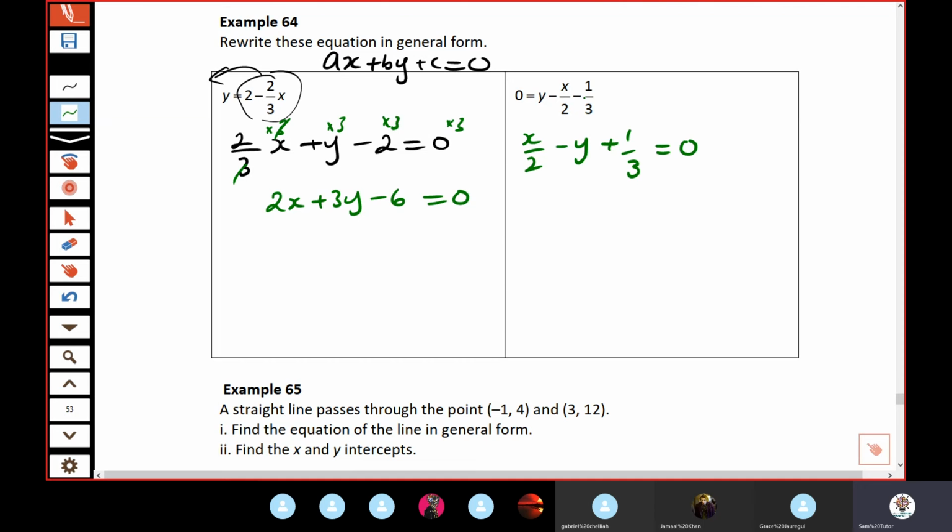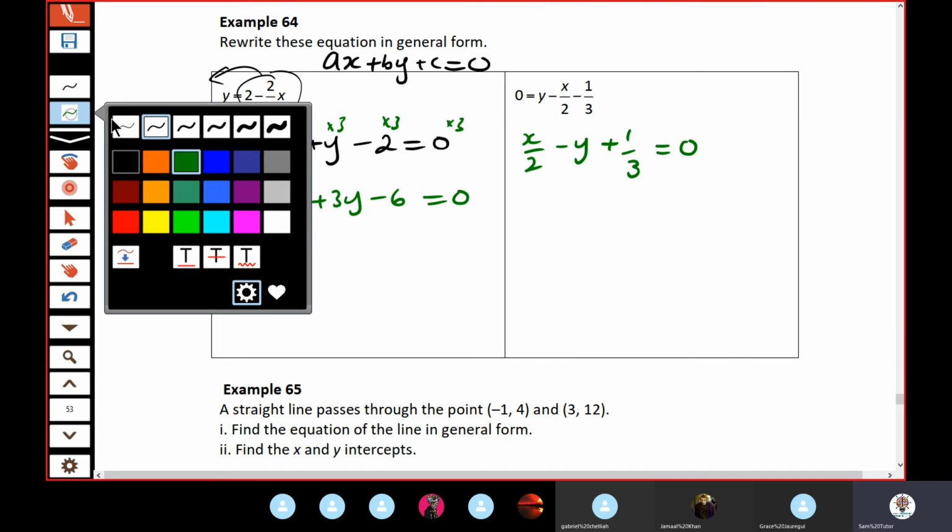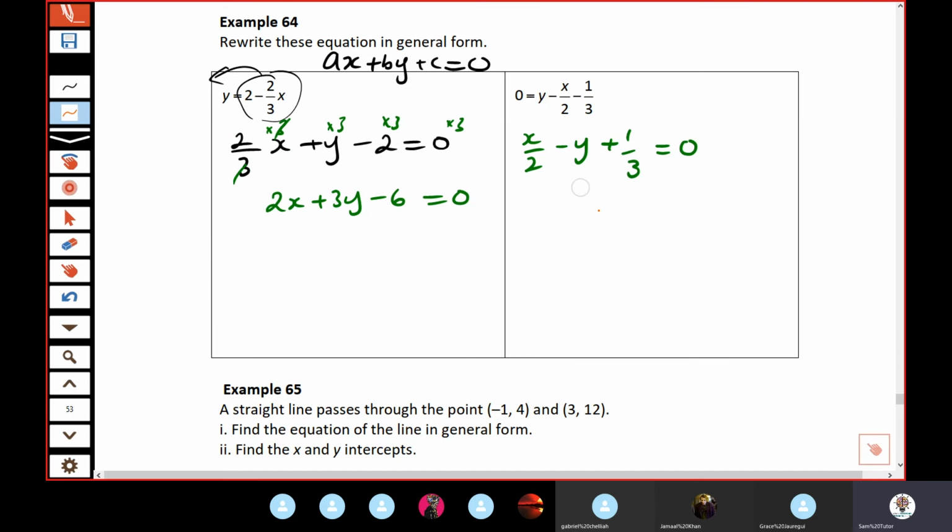All right, so everything's on one side. Tick. X is also positive now. Tick. The only problem is I've got these two different fractions. Can someone tell me what I should multiply by to get rid of both of these fractions? 6. Yes, times 6, times 6, times 6.